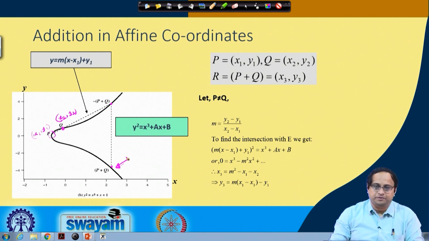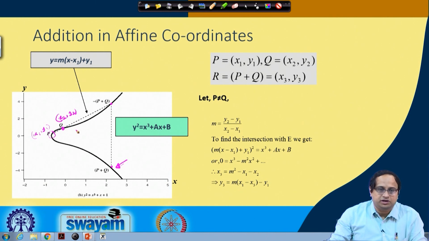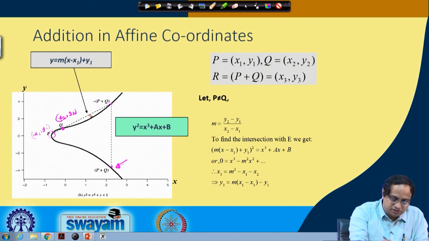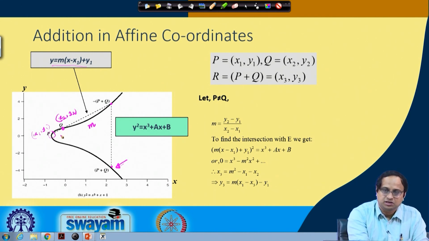That means how do I get P plus Q. You can easily understand from simple coordinate geometry that the slope of this line is, suppose, m. So the slope of the straight line is m, which means that the straight line equation is y equal to m times x minus x1 plus y1, because the straight line passes through x1 and y1. Therefore m is y2 minus y1 divided by x2 minus x1. Note that we are assuming here that the points P and Q are distinct. If the x coordinates are the same, then this m is not defined, so we cannot apply this equation.